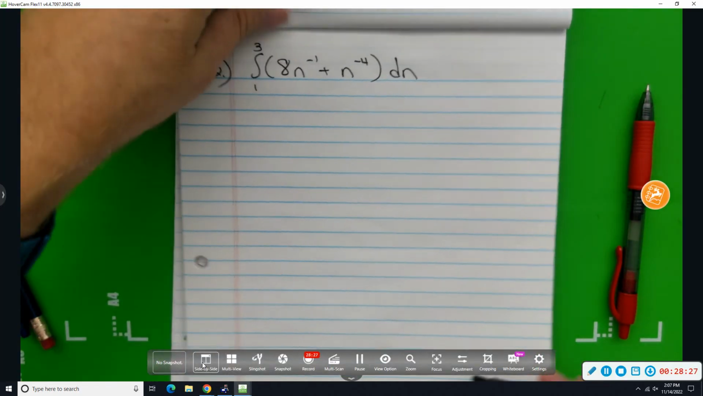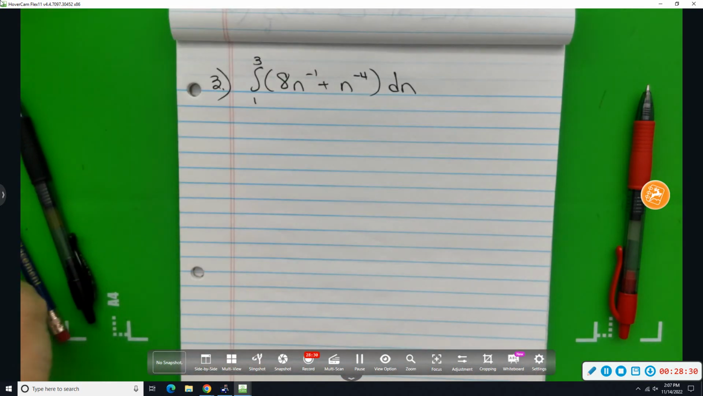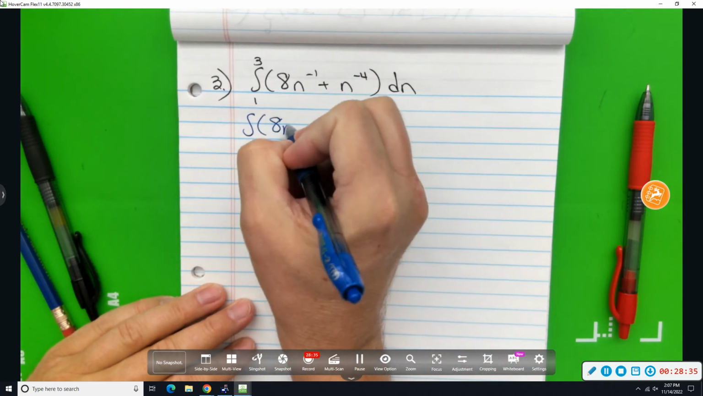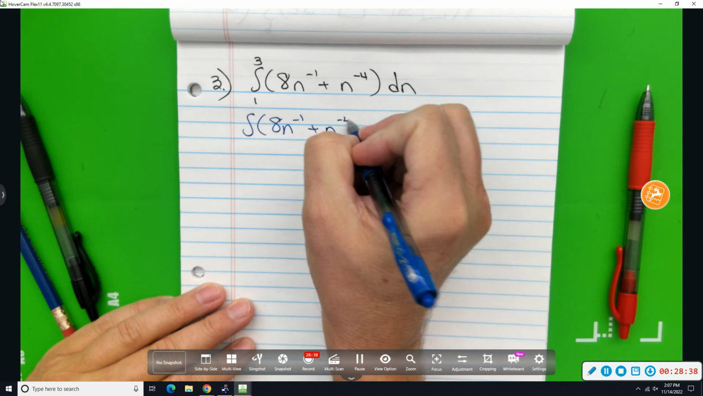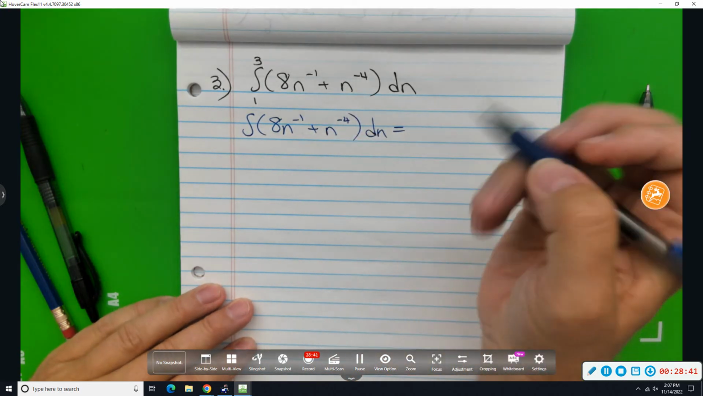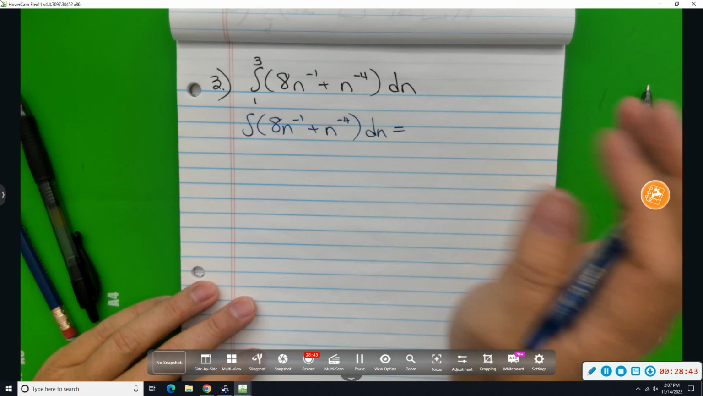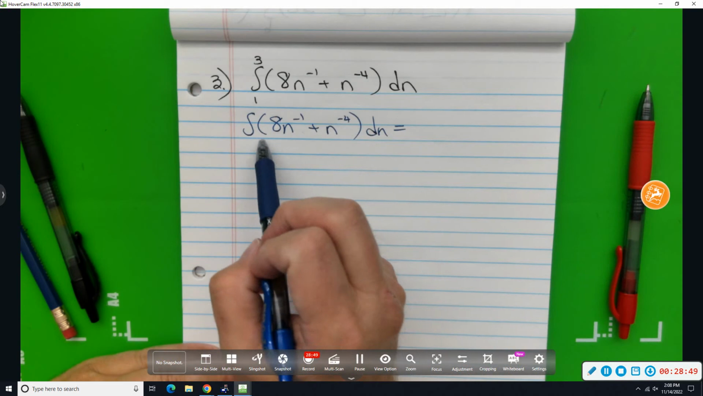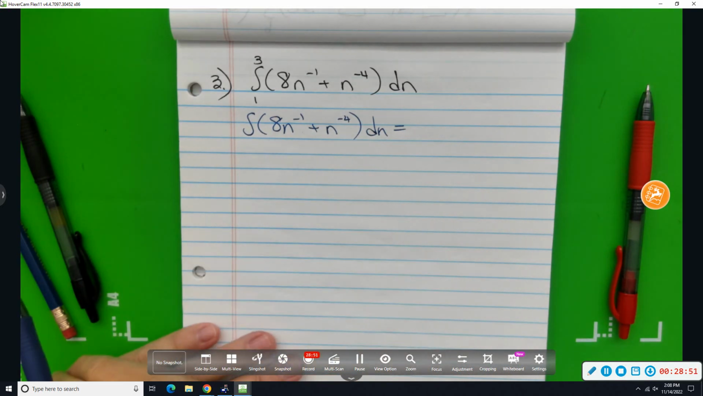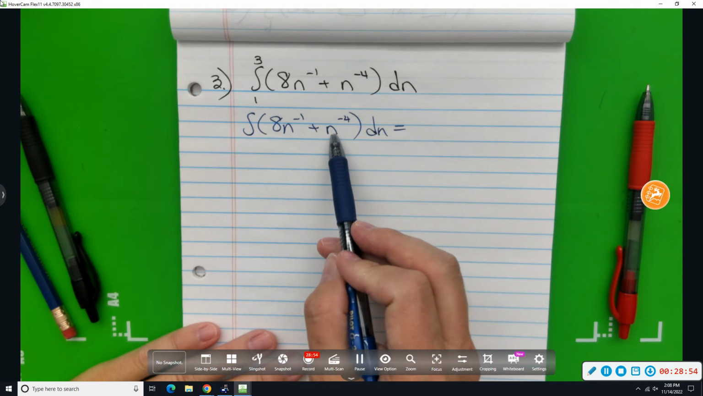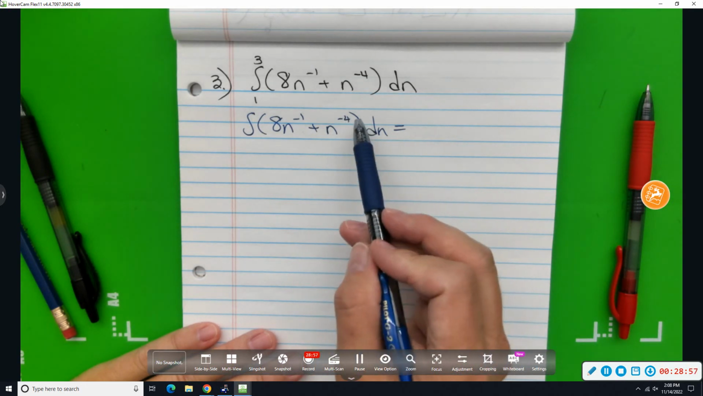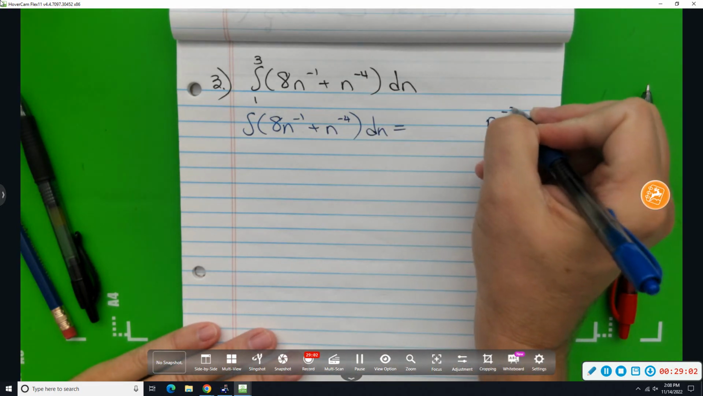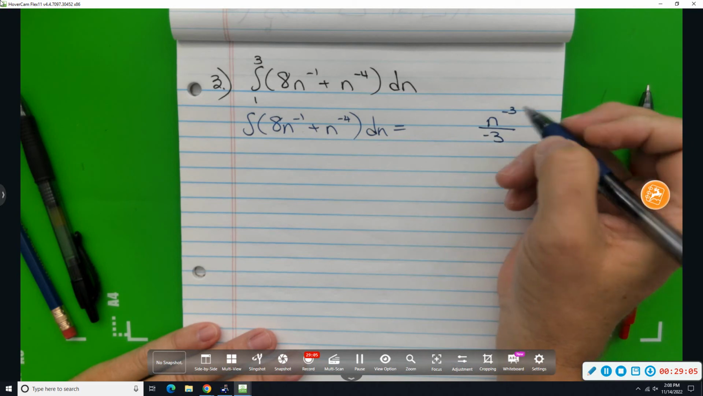Okay, first thing we have to do is anti-differentiate. Let's find the antiderivative of 8n to the negative 1 plus n to the negative 4 dn. Oh, I like this. What do we have to do here? Well, we know what to do here. With that n to the negative 4, we add 1. That gives us an n to the negative 3, and we divide by negative 3.